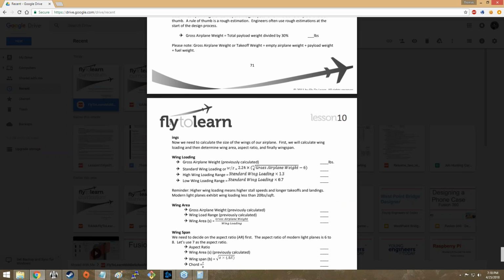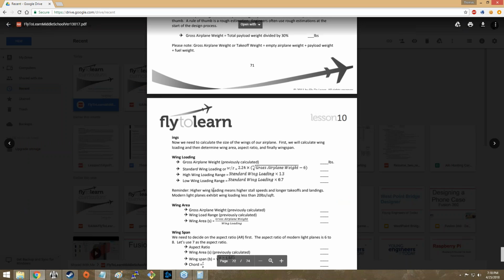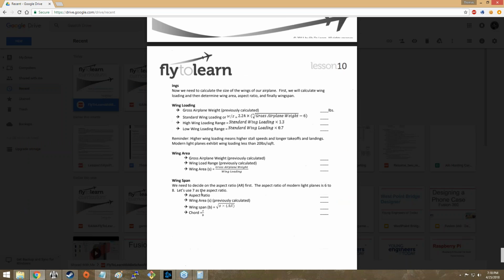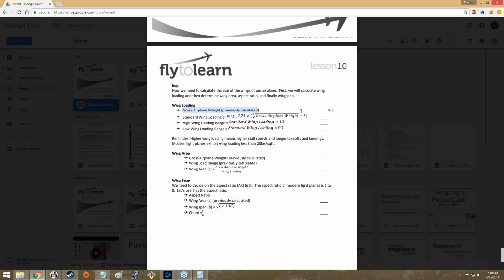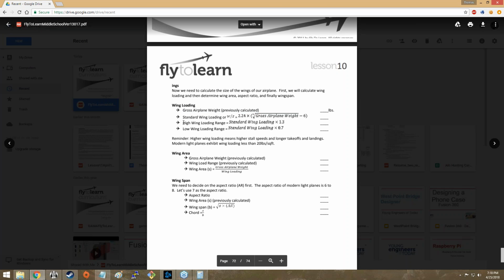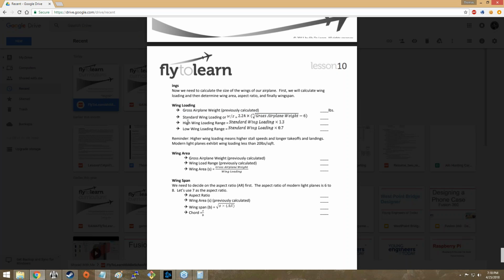So for the wings, now we need to calculate the size of the wings in our airplane. First, we're going to calculate the wing loading and then determine the wing area, aspect ratio, and finally wingspan. So we already know that the gross airplane weight is 2,533 pounds. Now the standard wing loading, this is going to be interesting. The standard wing loading is W divided by S, which is equal to 2.24 times, I think that's a 2. That might be a 3.